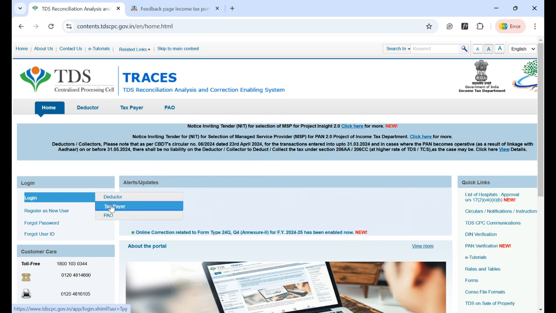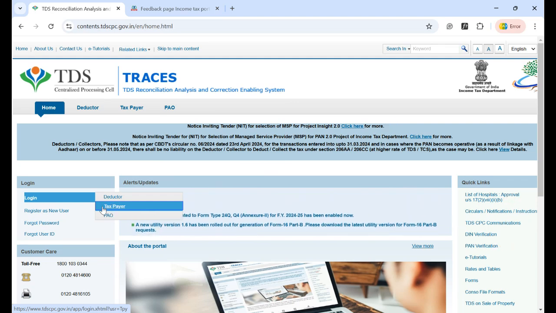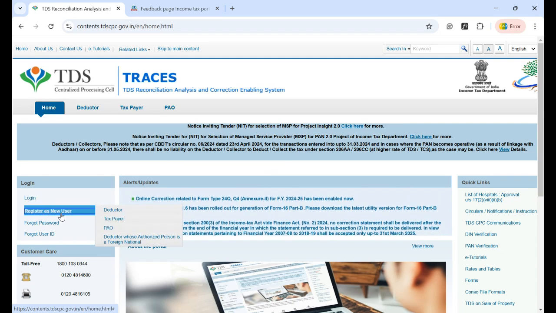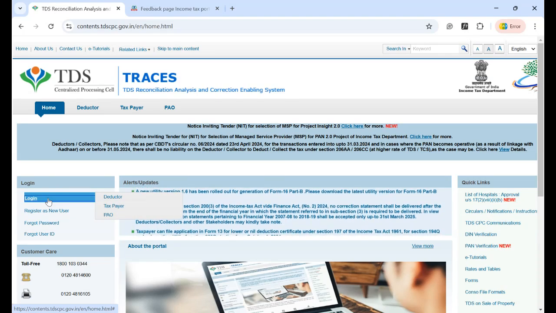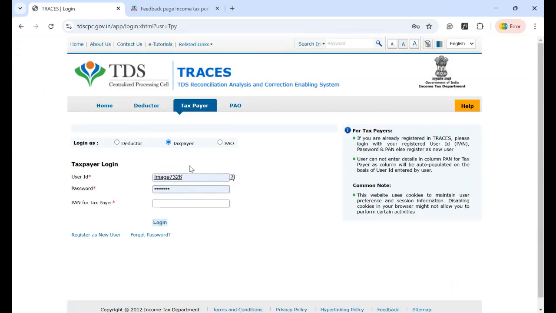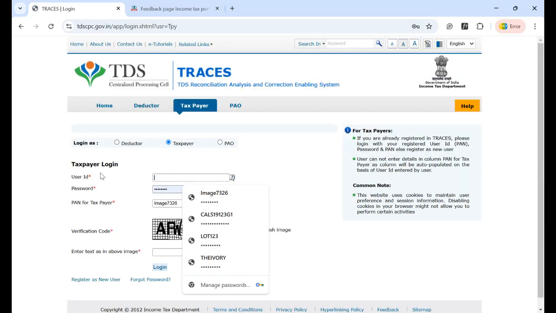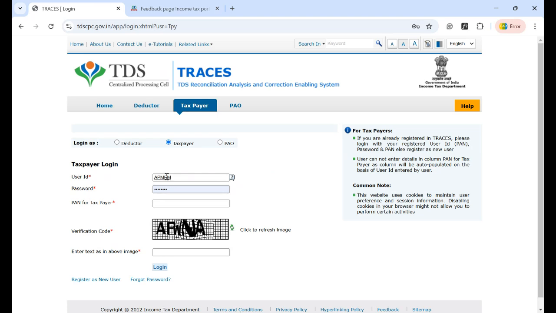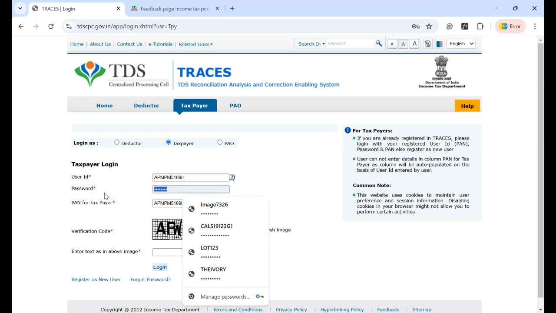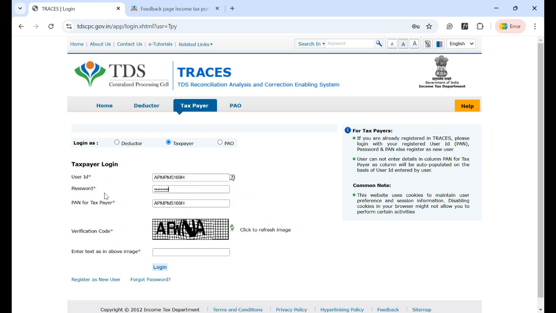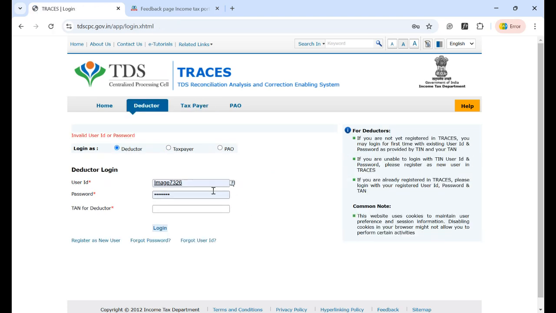If you are not registered with this TDS portal as a taxpayer, then we are supposed to register ourselves as a taxpayer. I'm already registered, so I am going to use this taxpayer login. We are supposed to select user ID. My PAN number is my user ID. My password. And then need to provide. Is it F? Okay, there is some mistake.